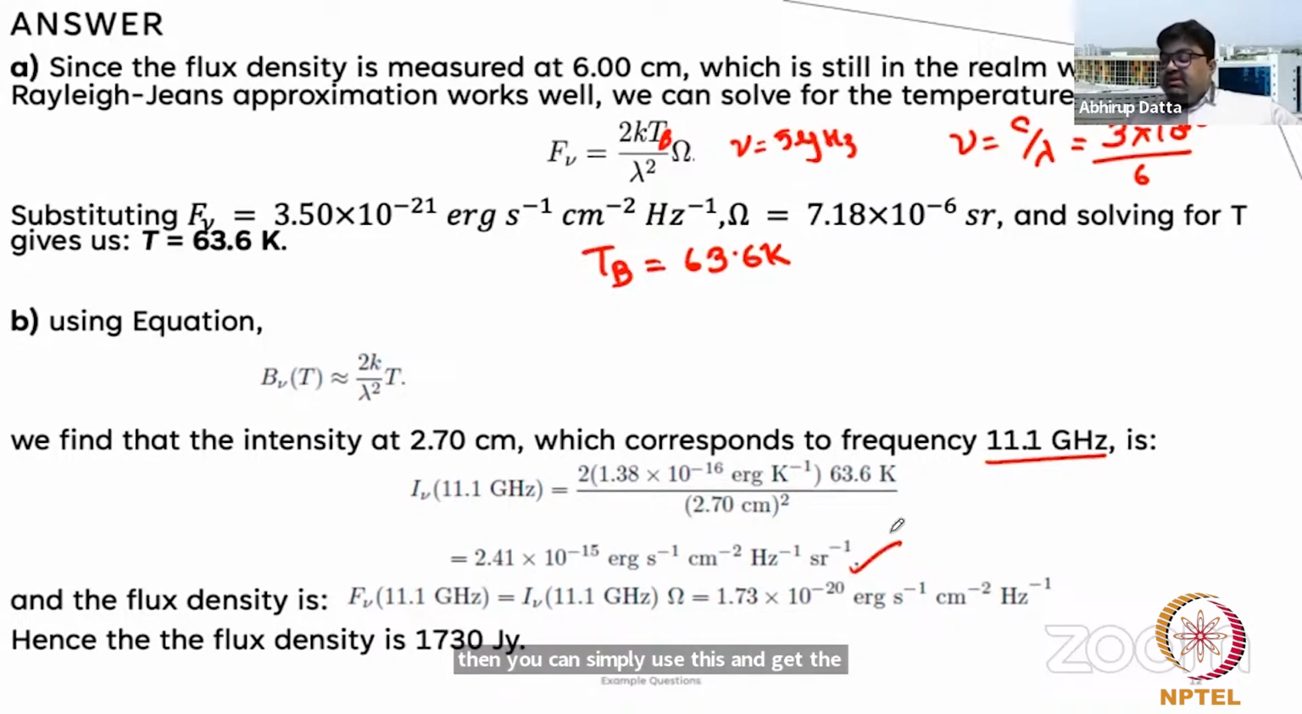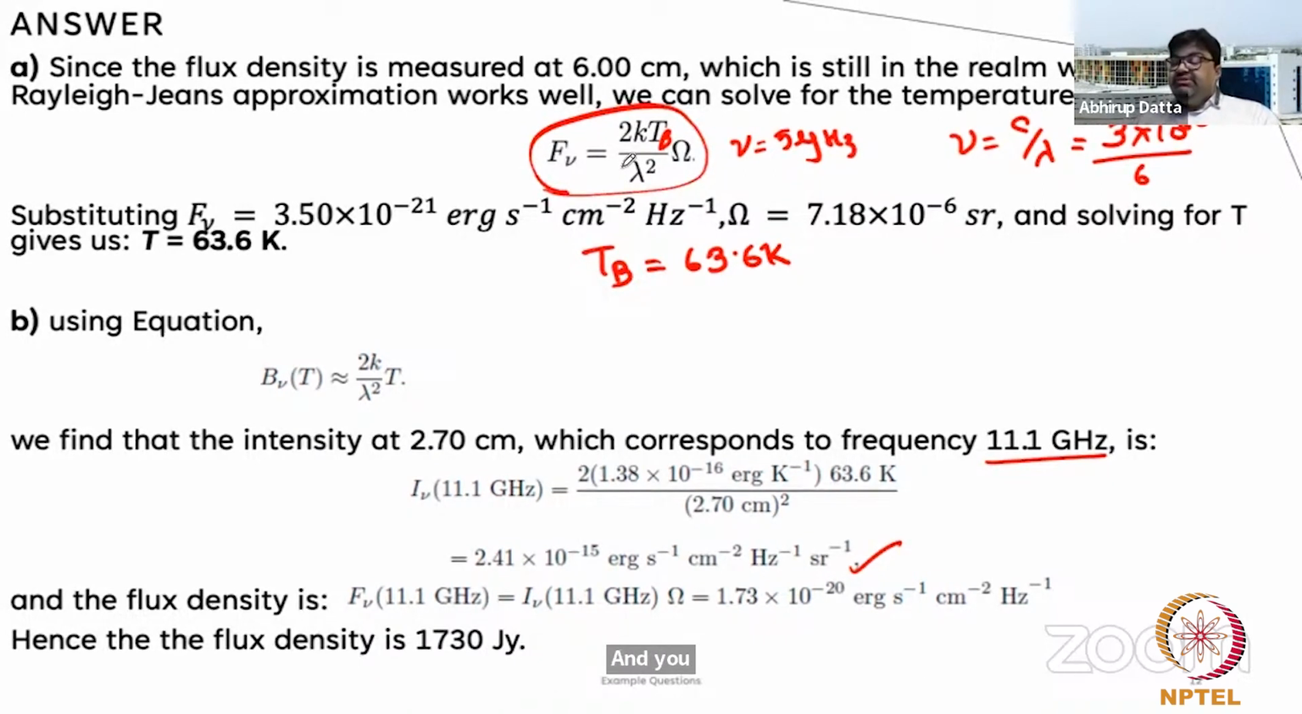Since you know the temperature, you can just put it back and then calculate the intensity, this time for a different frequency. So you essentially use the same expression, but here you have a temperature and you know the frequency. The intensity and flux have both changed. You know the frequency and the temperature, so you can calculate the intensity from that particular expression. And since a particular solid angle has been given, you can calculate the flux density as well.